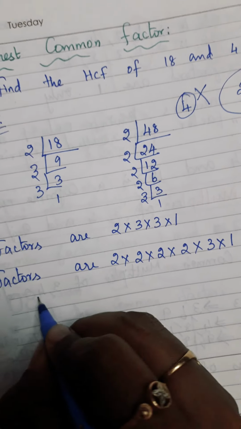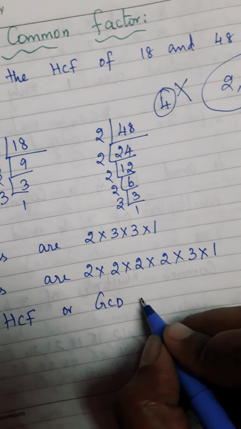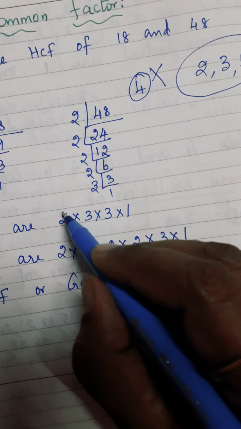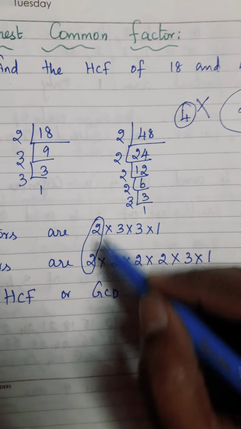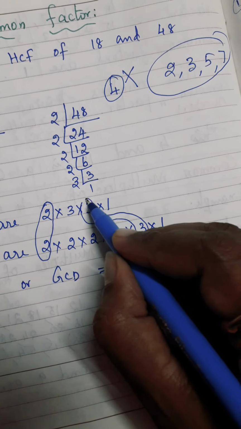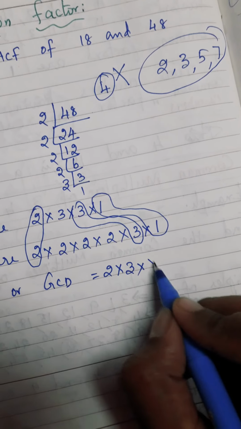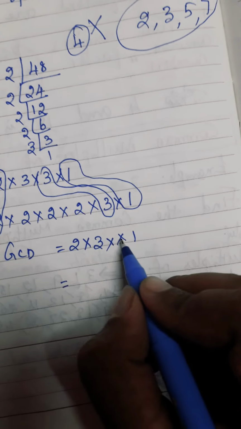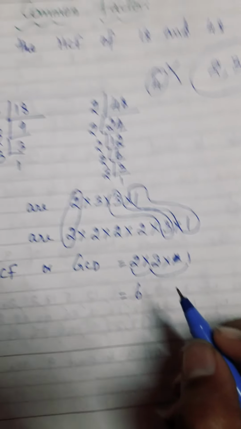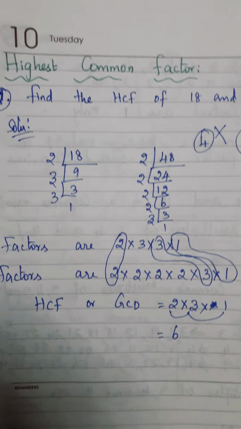Now what you do? Find the HCF or GCD. First select the common numbers. Here the common number is 2. Then another common number is 3. Then another common number is 1. So what you do? Multiply these 3 numbers. 2 threes are 6, 6 ones are 6. So at last the GCD of 18 and 48 is 6. That's all. Thank you. Bye.